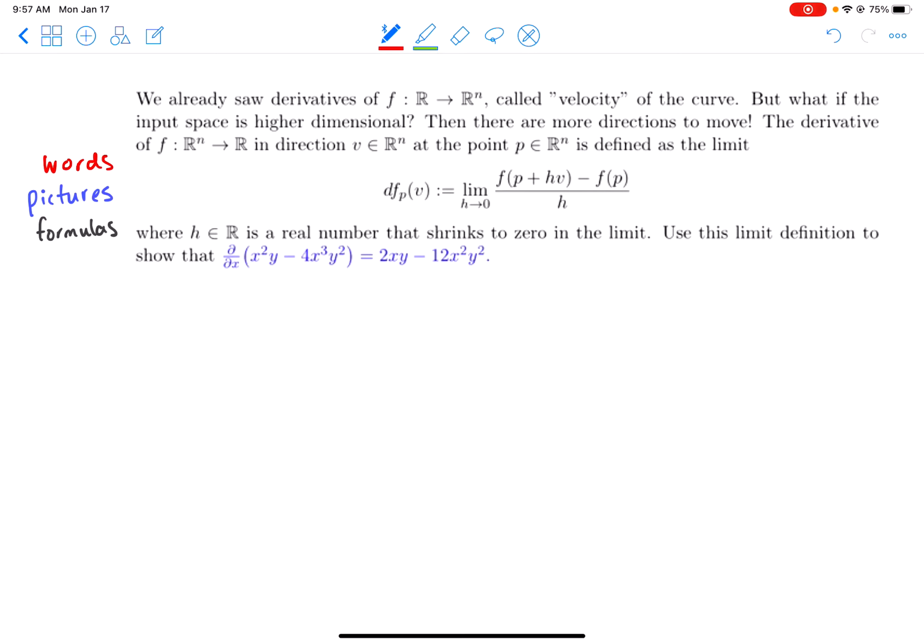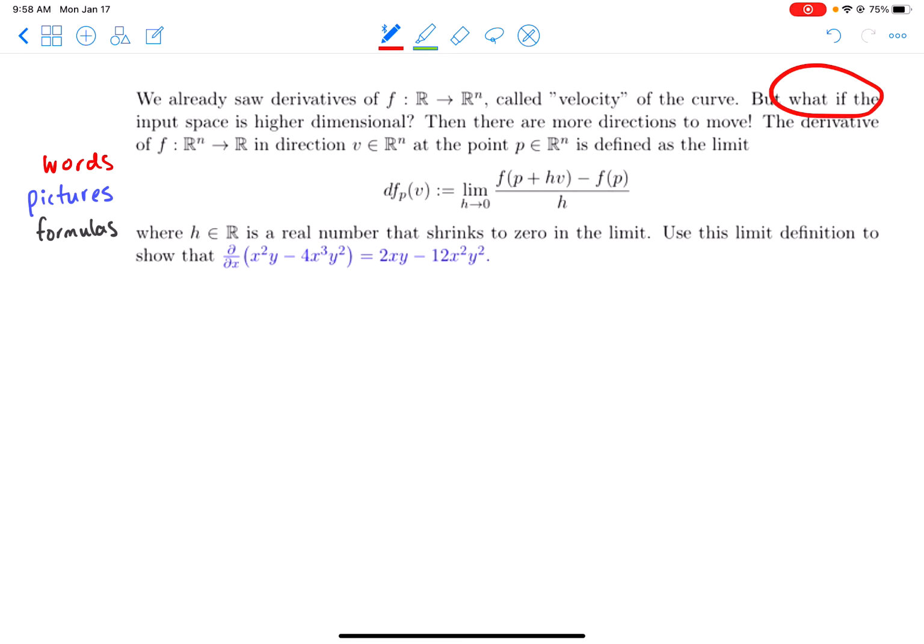Okay, hi everybody. So in previous problems, we saw derivatives of maps like this, where the input was one-dimensional. And there, the derivative of this map was the velocity of a curve, right? This corresponded to a curve in some higher dimensional space, and the derivative was a velocity vector. Okay, but now we're going to do something new.